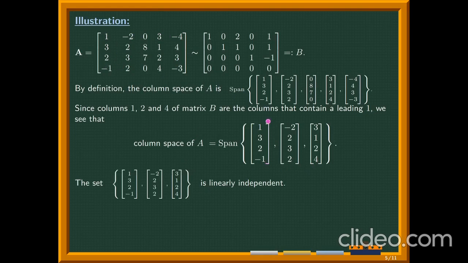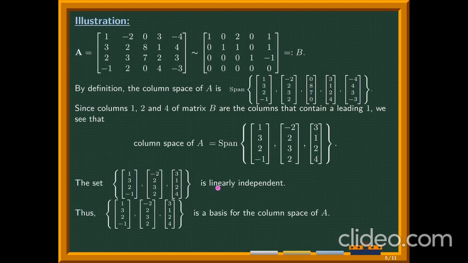And in fact, from this RREF, we also see that these 3 vectors are linearly independent. So this set is linearly independent, and this implies that it is a basis. This set is a basis for the column space of A. So this tells us that the column rank of A is 3, because the column space has dimension 3.